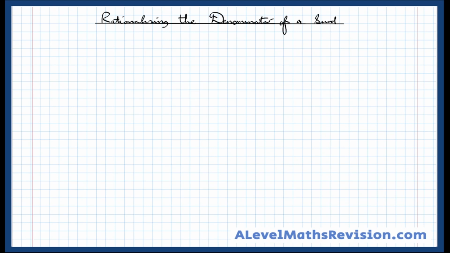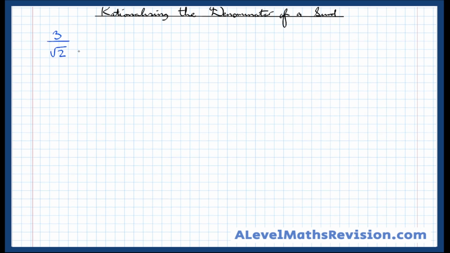In this lesson, we're going to have a look at how to rationalise the denominator of a surd. So, surds on the bottom of fractions are bad. For example, 3 over root 2 is seen as being a badly presented surd, because there's a surd on the bottom. So the denominator of this surd is said to be irrational.